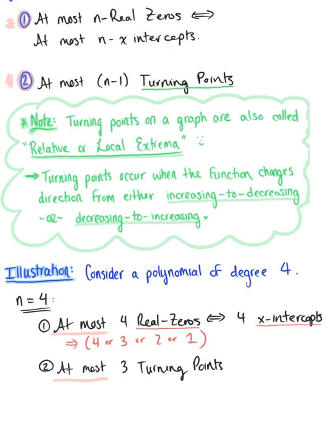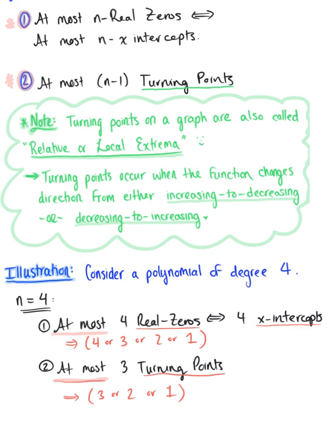So saying that the graph has at most 3 turning points does not say that there are exactly 3 turning points. It says that the maximum possible number of turning points is 3. So in other words, the graph could have 3, or it could have 2, or it could have 1 turning points. So this is a lot of different possibilities for this one graph of degree 4.